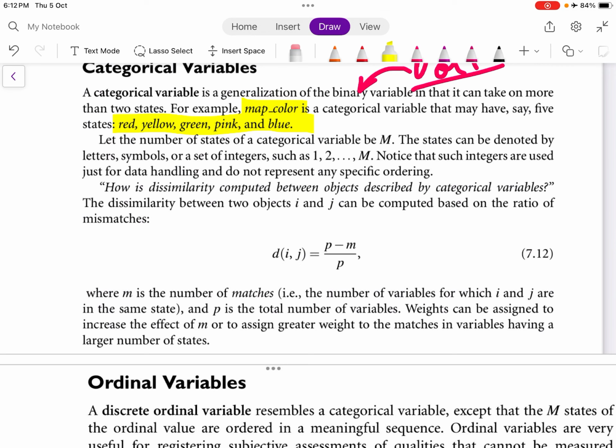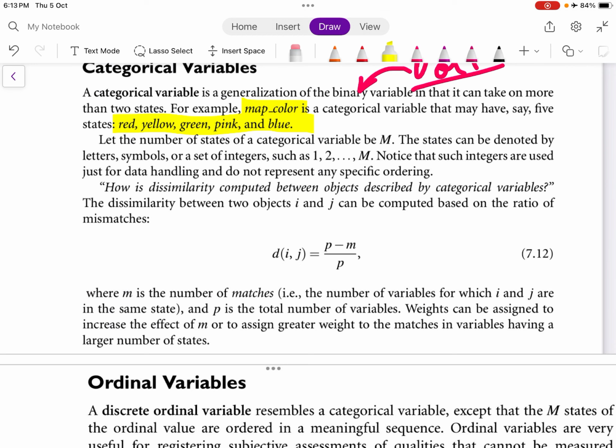Let the number of states of the categorical variable be m. The states can be denoted by letters, symbols or a set of integers such as 1, 2 till m. Notice that such integers are used just for data handling and do not represent any specific ordering.